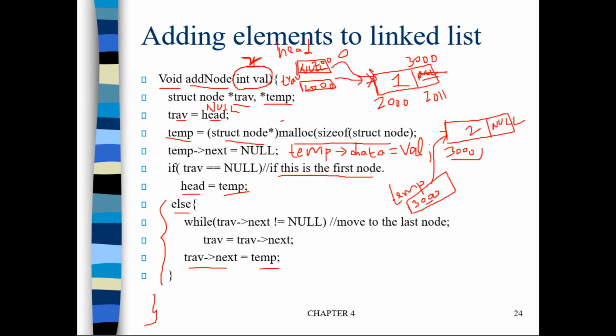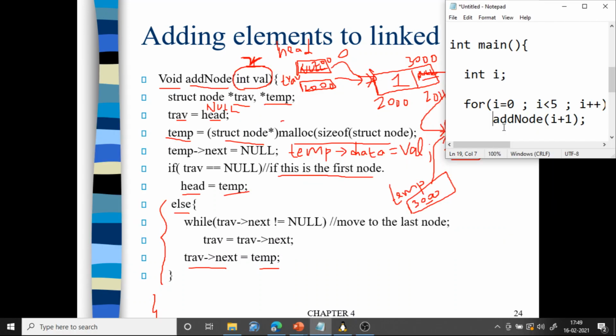It means that traverse points to the first node, and traverse arrow next represents the first node's next pointer. It means that the first node's next pointer is now pointing to the second node. So you have created the second node, right? Great.